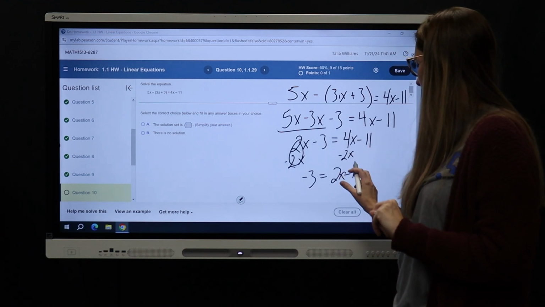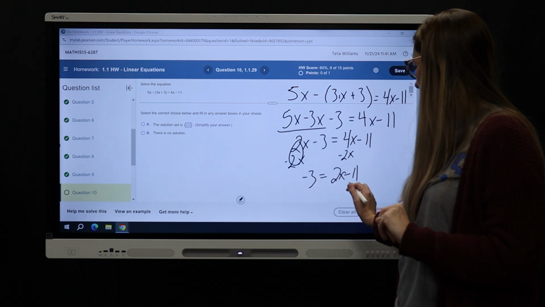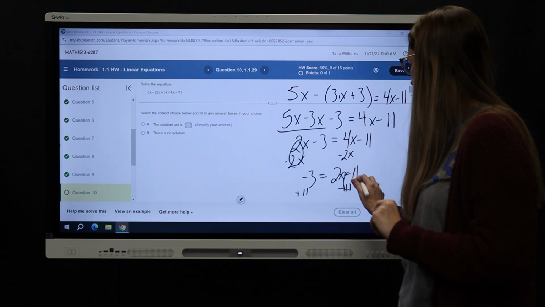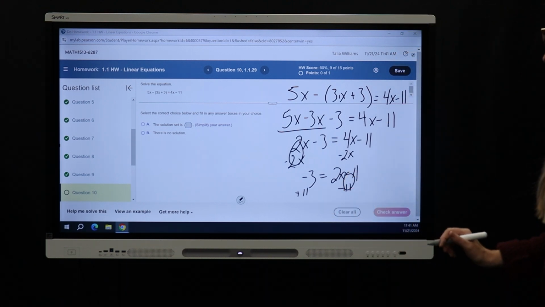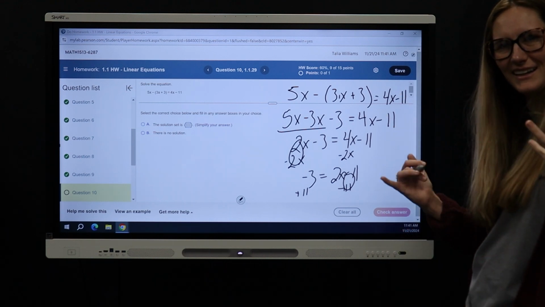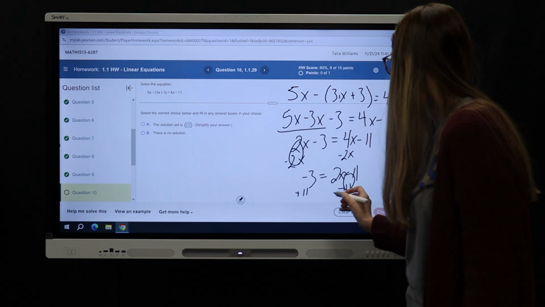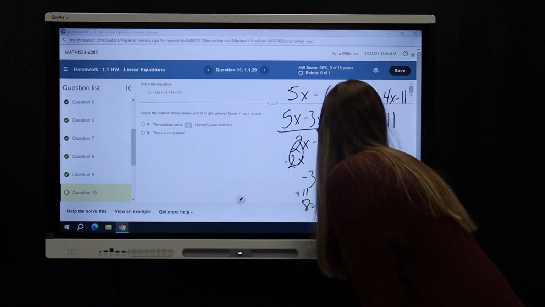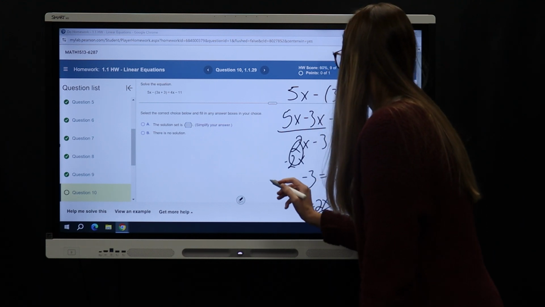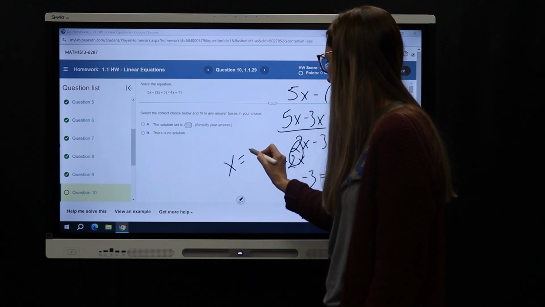Now, I have my subtract 11 over here with my x's, so I'm going to add it. This is 0. 3 out of 11, so 4, 5, 6, 7, 8, 9, 10, 11. 8 equals 2x. Then divide by 2. So x equals 4.